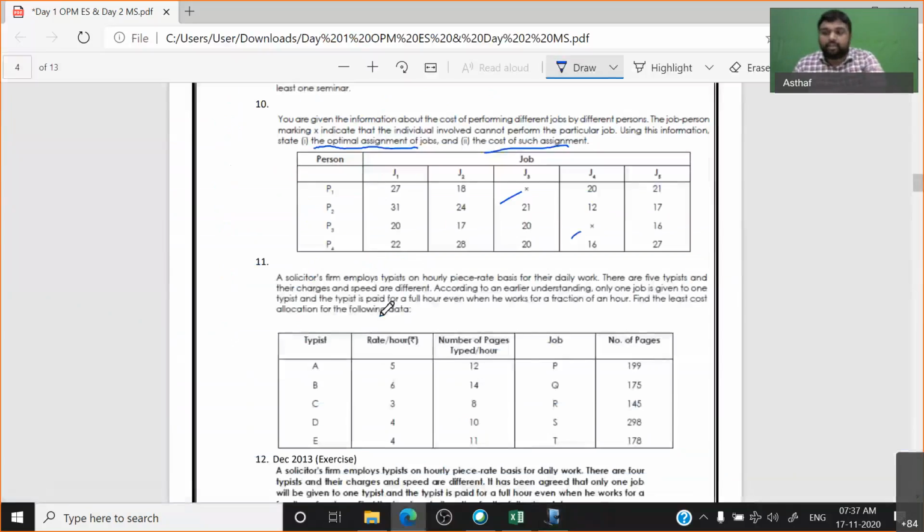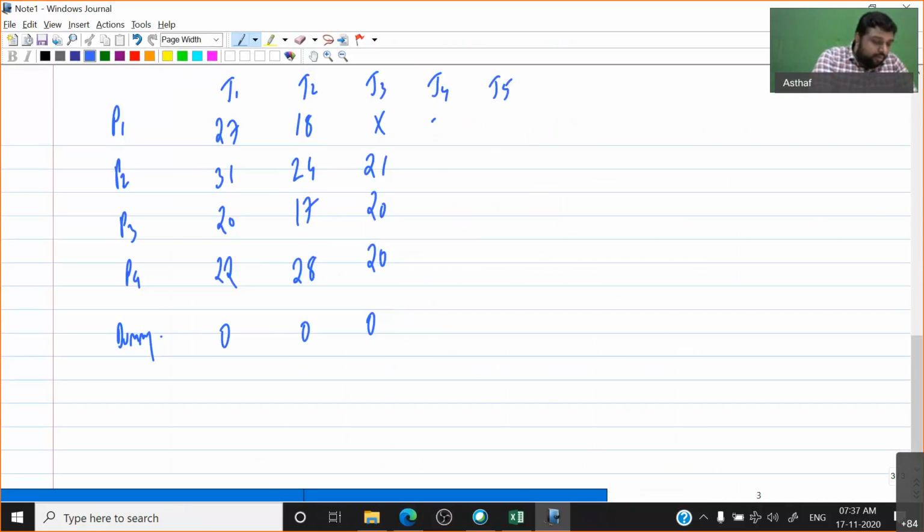This cross means the job cannot be done. So this will always be a cross. Even in row operation or column operation, there won't be any change. The job cannot be done.